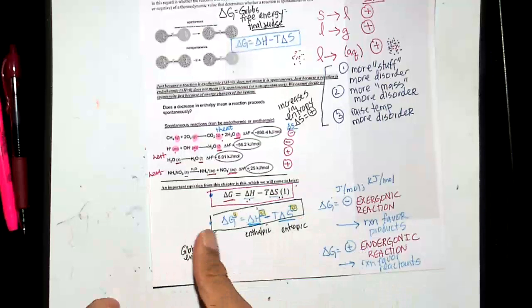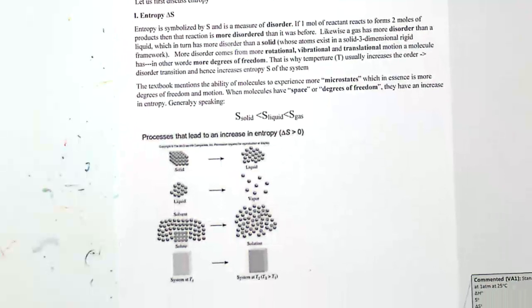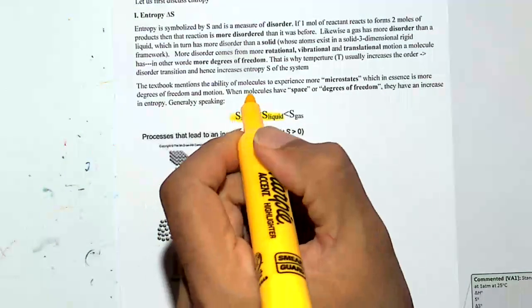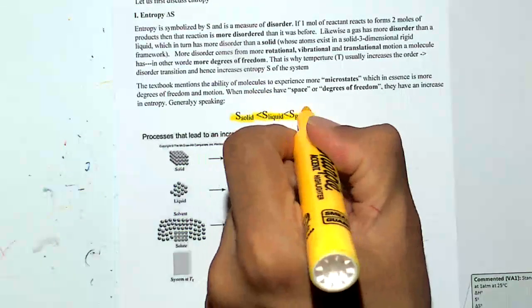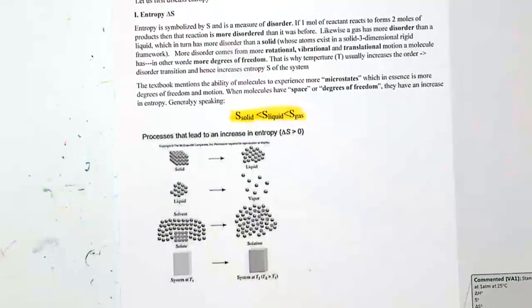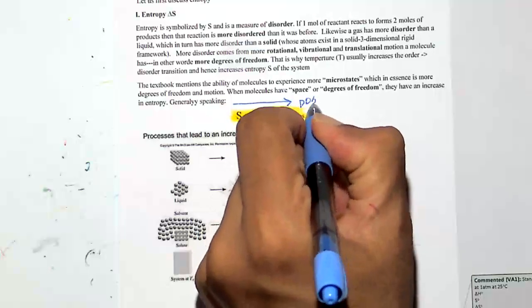So we talked a little bit about entropy here, delta S, and we talked about it being a measure of disorder. So if we go to page 2 of our notes, all of these things are representative of disorder. Solid is generally considered very ordered, liquid is generally considered in the middle, and then gas is highly disordered. So this would be an increase in positivity.